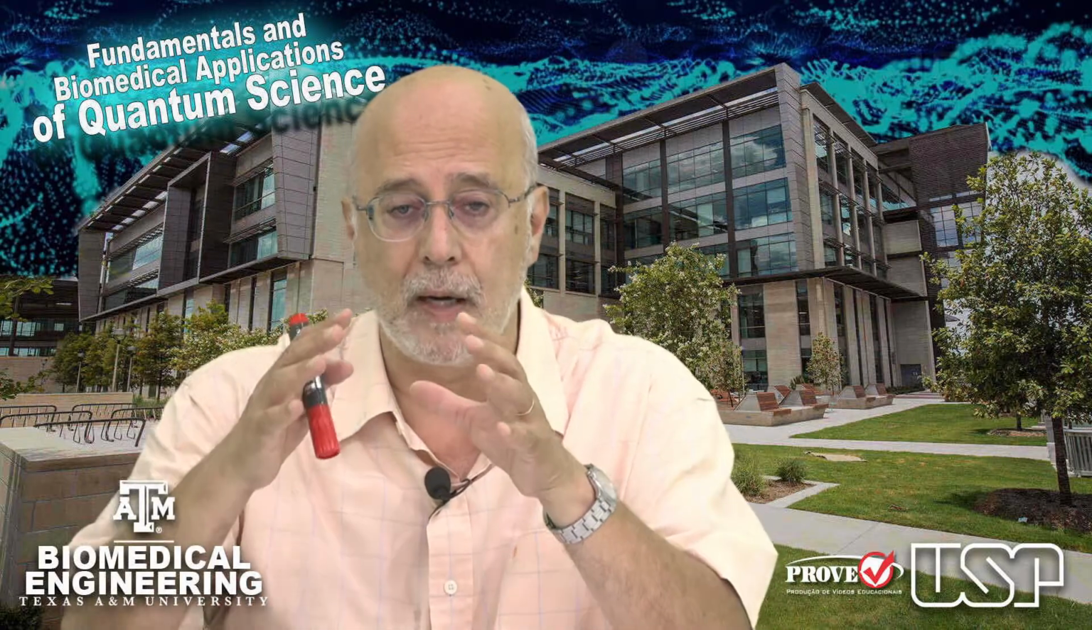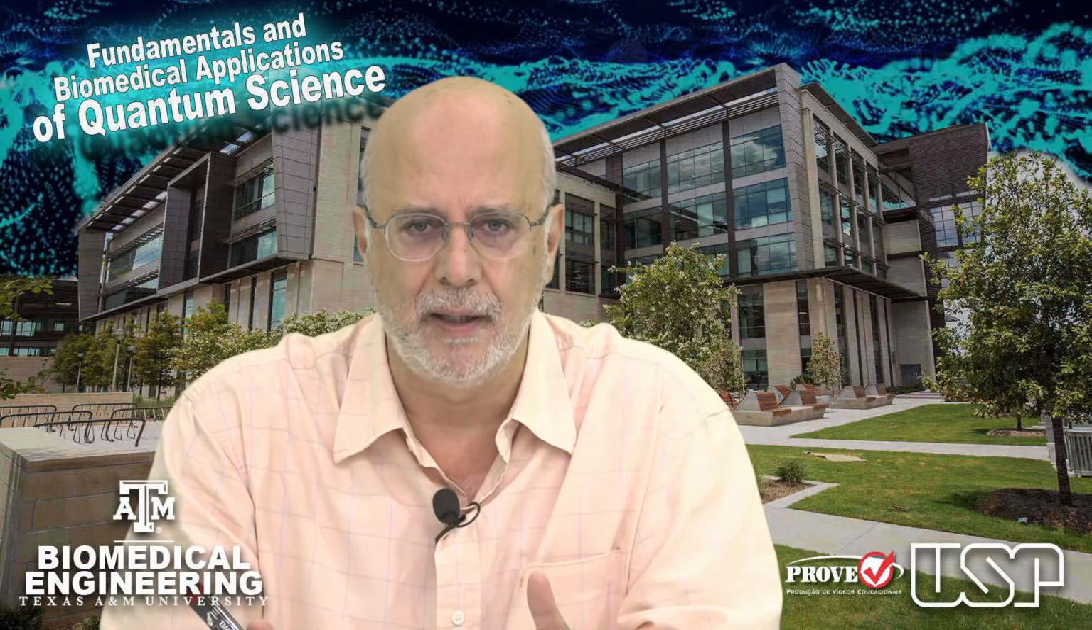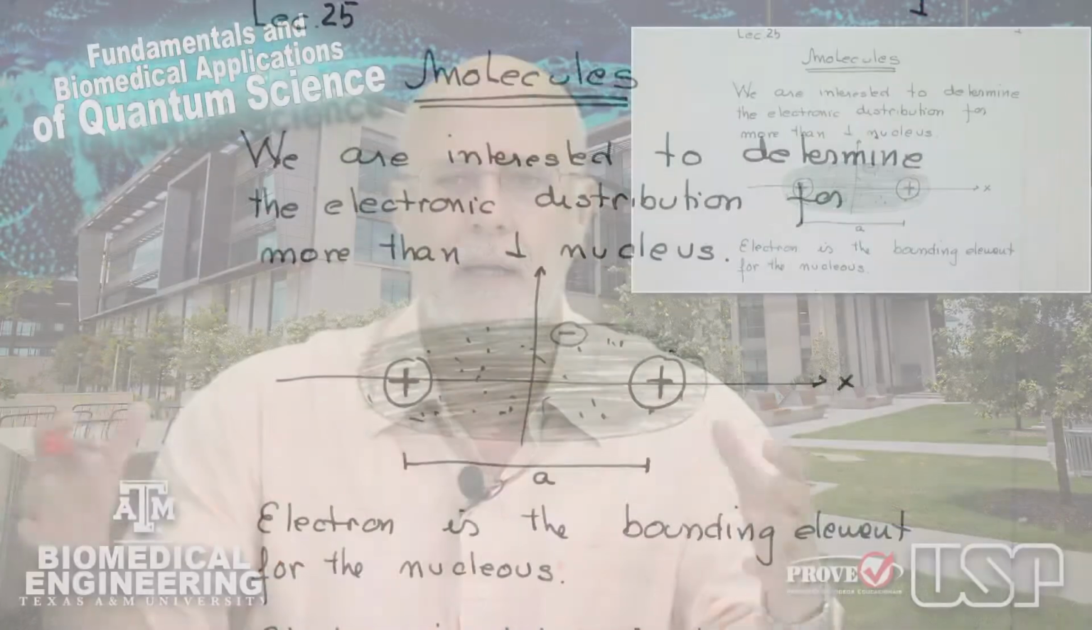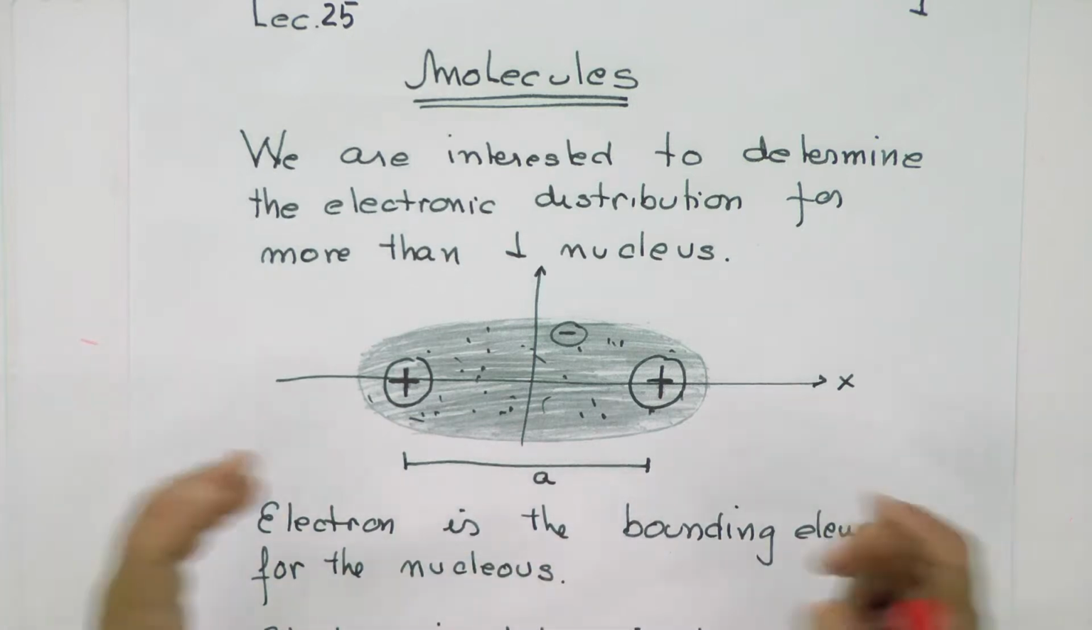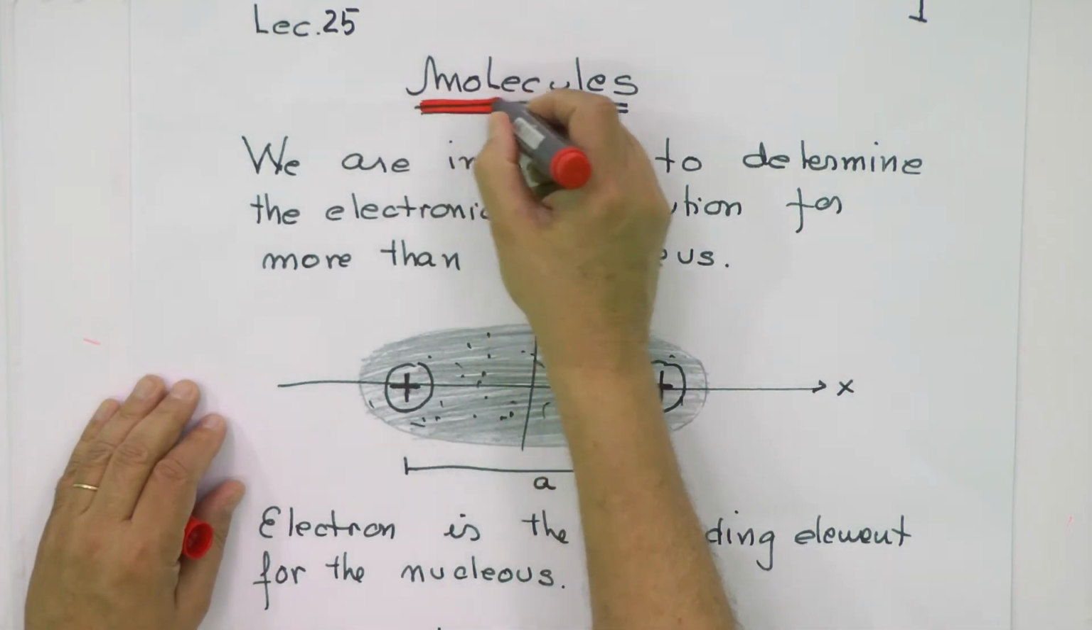Let's start one more lecture on these fundamentals and biomedical application of quantum science. Well, today, last lecture, we went through the atom, where we have a center of force and an electron that's bound to it. Today we're gonna double the number of nuclei. So we're gonna have two nuclei and an electron trying to bind these nuclei together. This is what we call a molecule.